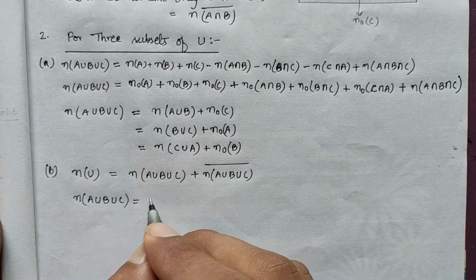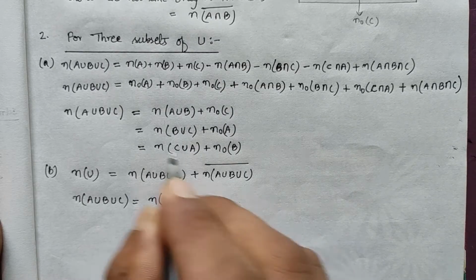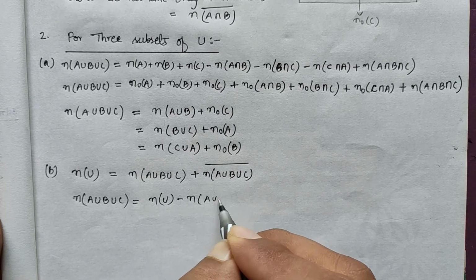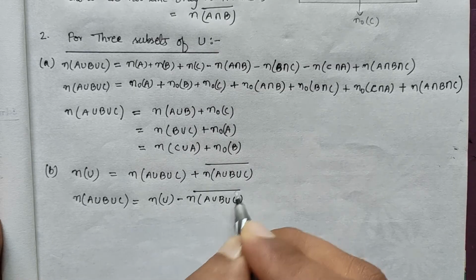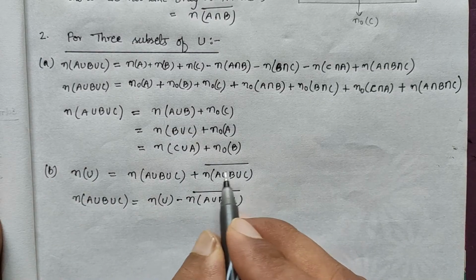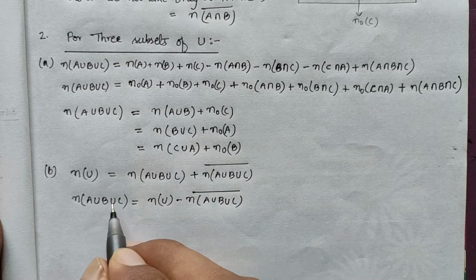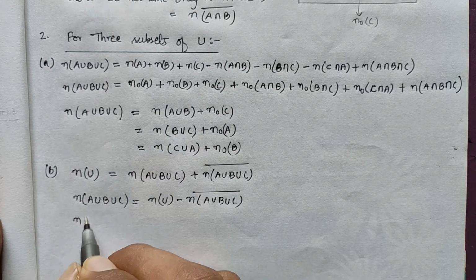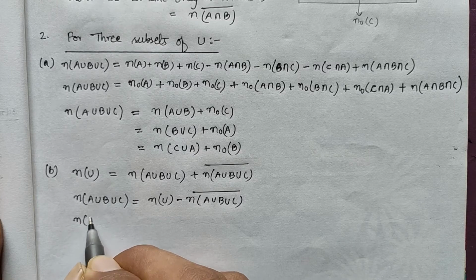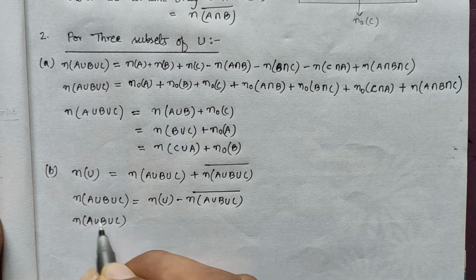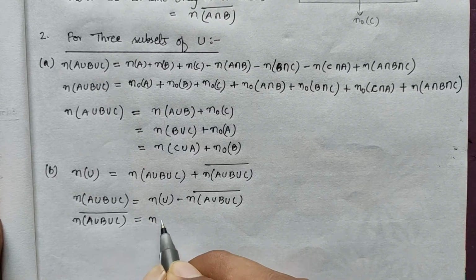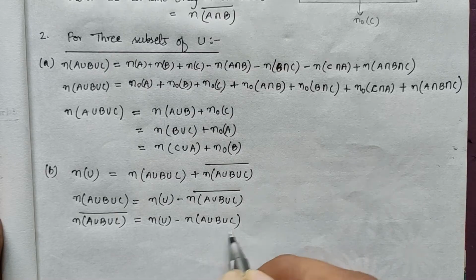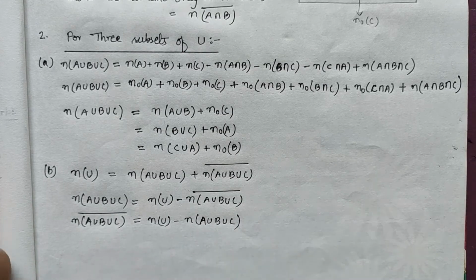What's its formula? Okay, take this on the left side, so it becomes n(U) minus, when it goes on the left side it becomes minus, here the sign is plus, n((A union B union C) complement). This is the main formula, we are deriving this from it. And again we are writing for complement. For complement it becomes n((A union B union C) complement) equal to n(U) minus n(A union B union C). Okay, this is the formula for complement.